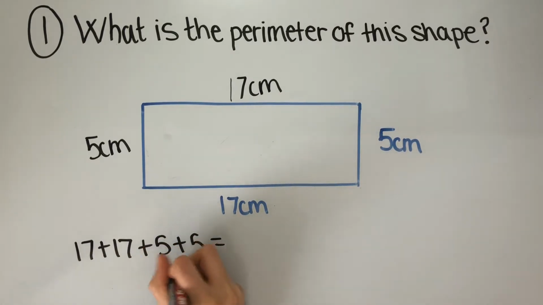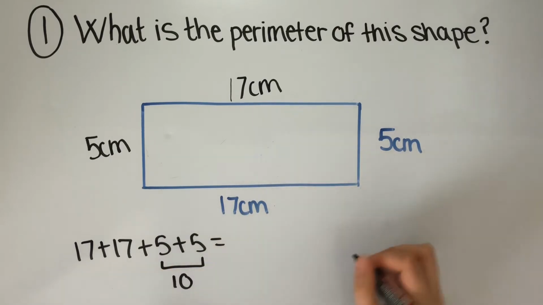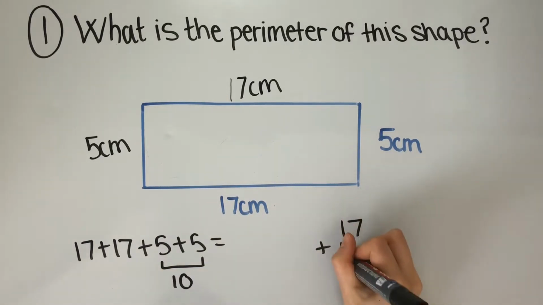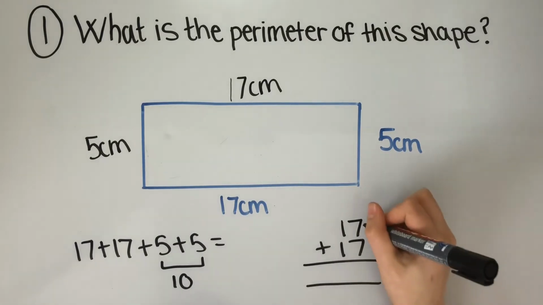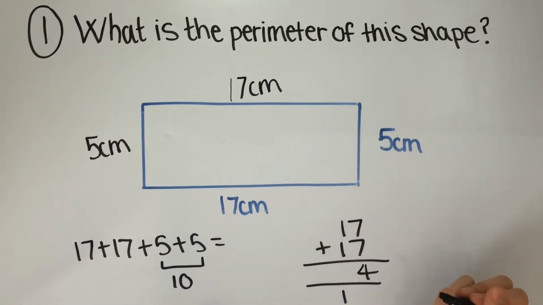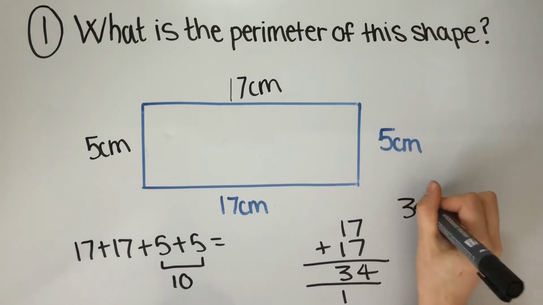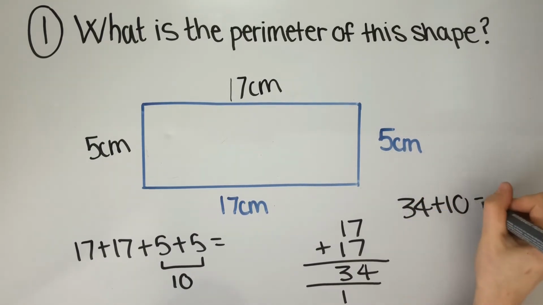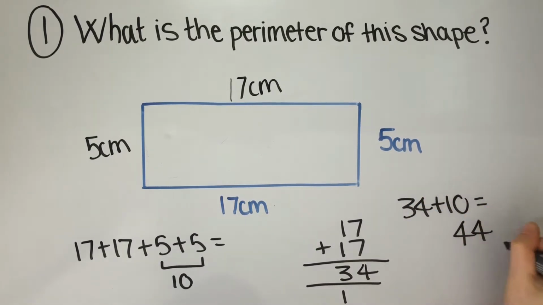5 plus 5, we know that's 10. 17 plus 17: 7 plus 7 is 14, 1 plus 1 is 2, plus 1 is 3. The 10 that we had before, 34, plus 10 gives us 44 centimetres.